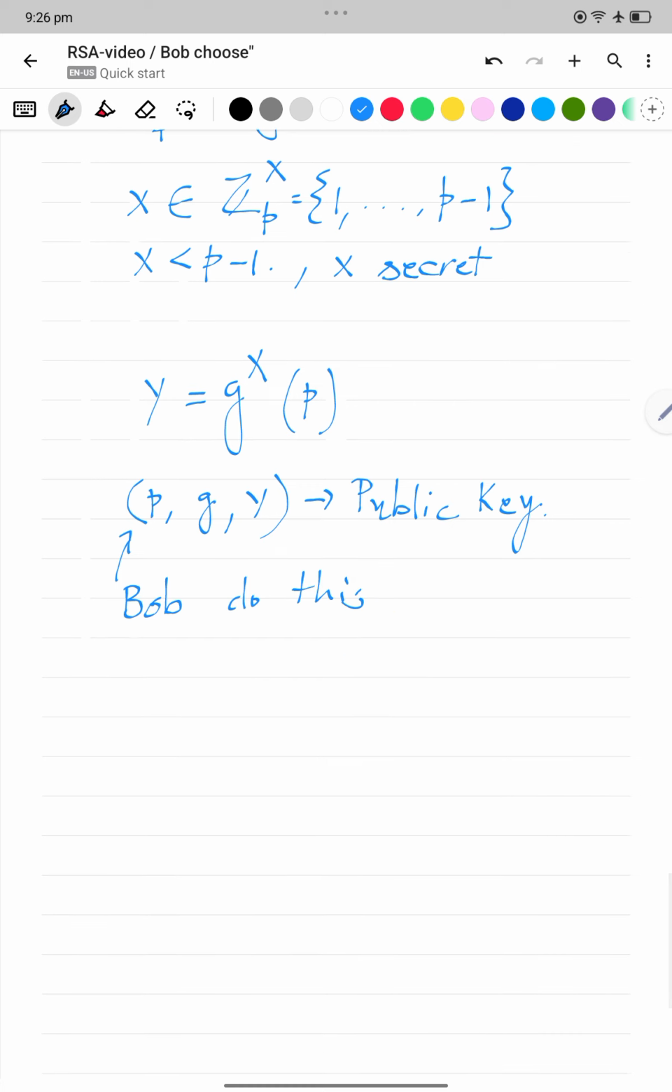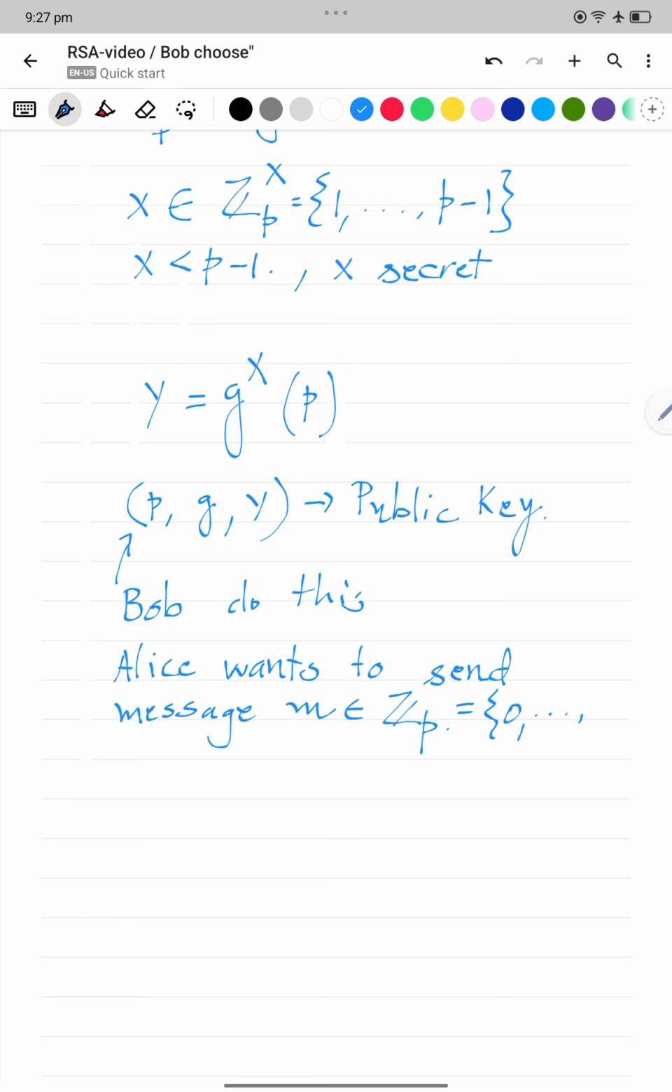Now Alice wants to send a message to Bob, so she is going to use this key. Say Alice wants to send a message M, where M must be an element of ZP. ZP is 0, 1, 2, 3 up to P minus 1. M doesn't need to be co-prime to P.